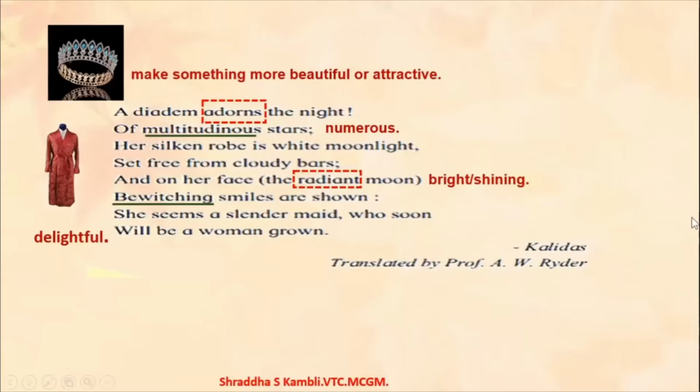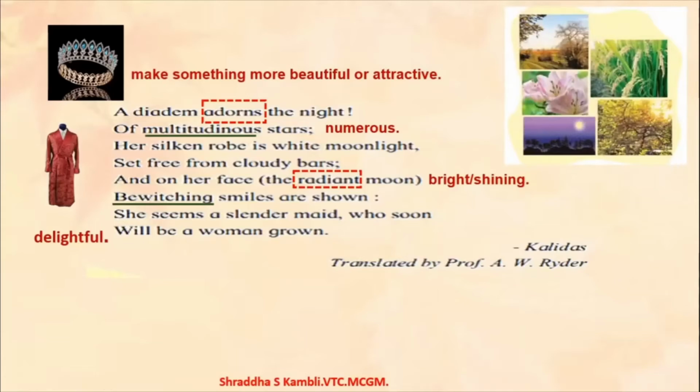She seems a slender maid who soon will be a woman grown. So, what does Autumn look like? Autumn looks like a slender maid. Who's a slender maid? Again, I told you, someone who's very delicate. Maid means a girl who will very soon become a woman.